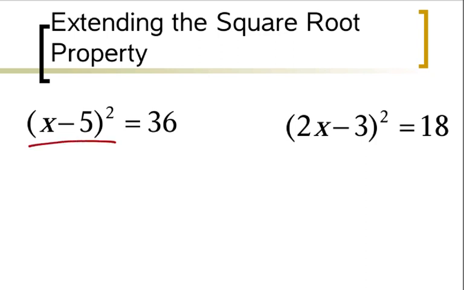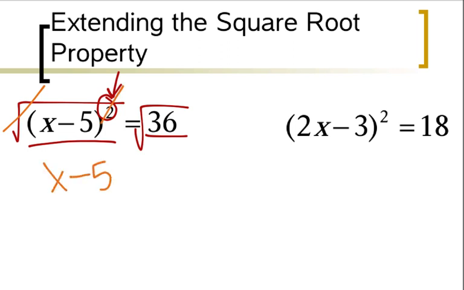Notice we have a binomial squared equals a number. The square is alone, so I don't have to move anything. But I do need to get rid of the square, and to get rid of this square, I just square root both sides. And so what happens is my square and my square root cancel, and I get x minus 5 equals, the square root of 36 is plus or minus 6.